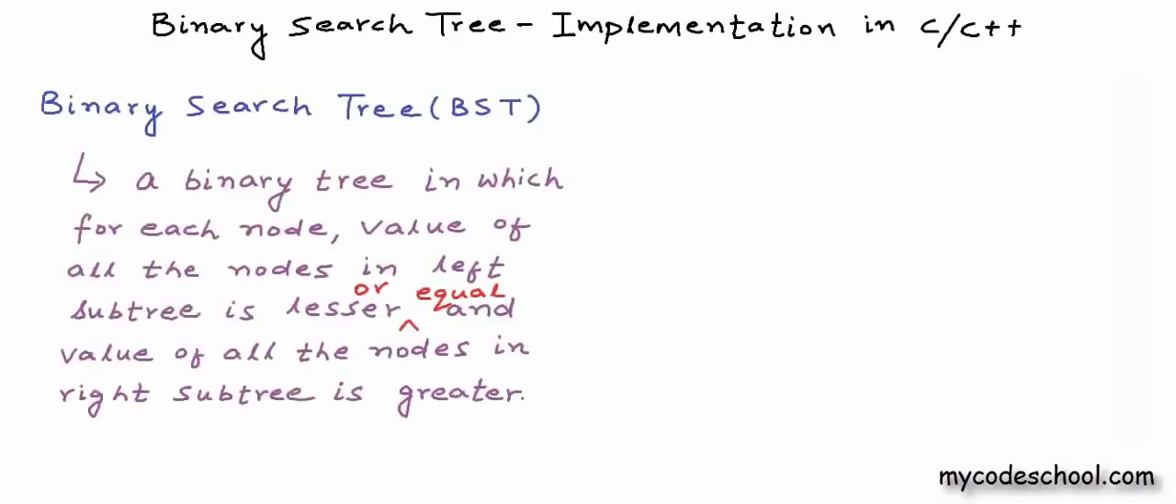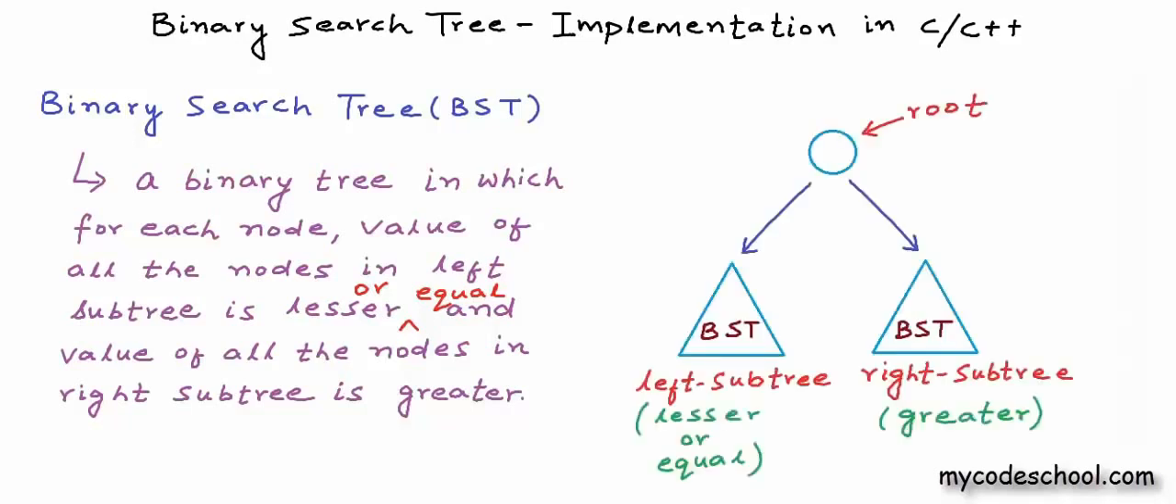Binary search tree or BST, as we know, is a binary tree in which for each node, value of all the nodes in left subtree is lesser or equal and value of all the nodes in right subtree is greater. We can draw BST as a recursive structure like this. Value of all the nodes in left subtree must be lesser or equal and value of all the nodes in right subtree must be greater, and this must be true for all nodes and not just the root node. So in this recursive definition here, both left and right subtrees must also be binary search trees.